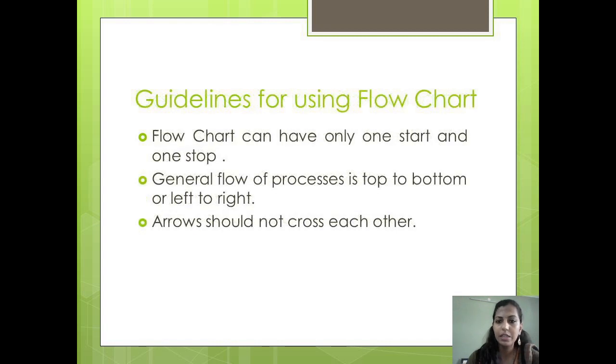Here are some guidelines for the flowchart. These guidelines are: a flowchart must have only one start and one stop. General flow of process must be top to bottom and left to right. Means if it is an urgent thing, then only we should go bottom to top or right to left. Otherwise, a general flow must be from top to bottom and left to right. And arrows should not cross each other. If we want that some arrows are going from one to another, then we must use connectors here.